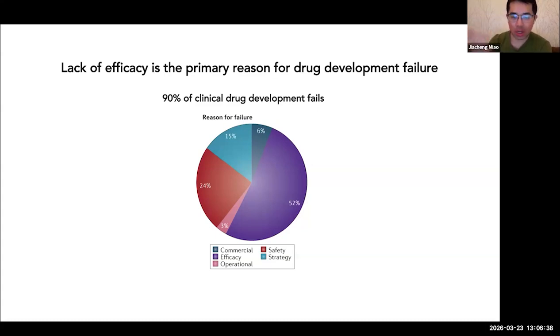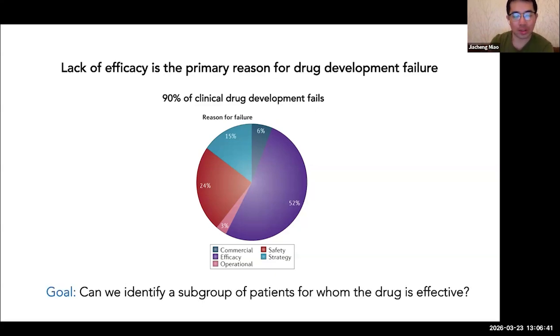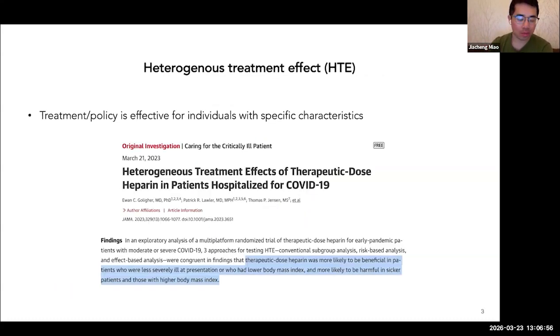So the key question we are interested in asking is, can we identify a subgroup of patients for whom the drug is effective, so that the doctor can prescribe those drugs to the people for whom we will make sure this drug is beneficial? So that's the main goal. And to frame it formally, it is typically called heterogeneous treatment effect. That is, we have some treatment, but it is only effective for individuals with specific characteristics.